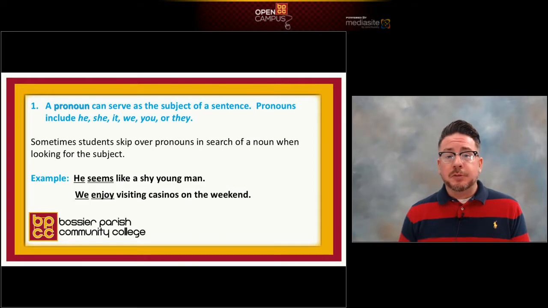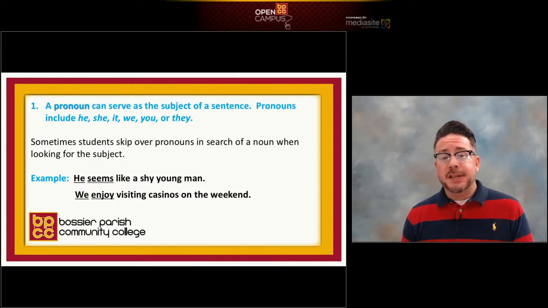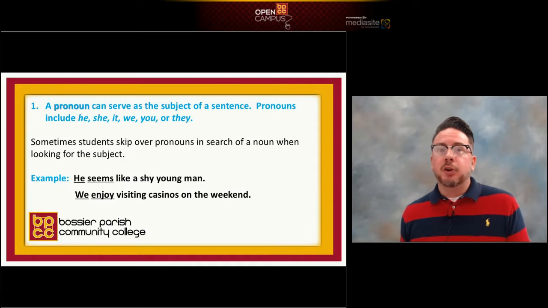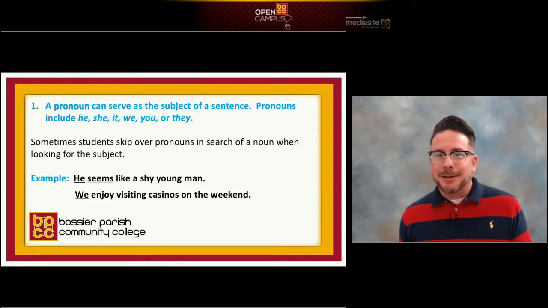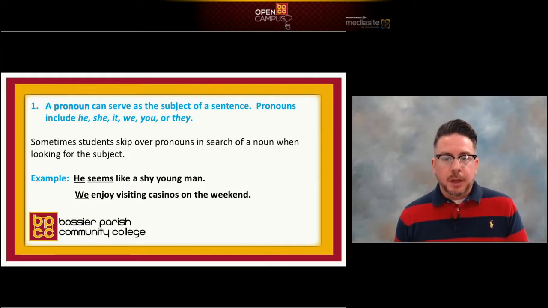Now, the first rule to keep in mind is that a pronoun can serve as the subject of a sentence. Pronouns include he, she, it, we, you, they. Sometimes students skip over pronouns in search of a noun when they're looking for the subject. It's like the pronoun isn't a real word. Well, it is, and it can serve as the subject. I have a couple of examples for you.